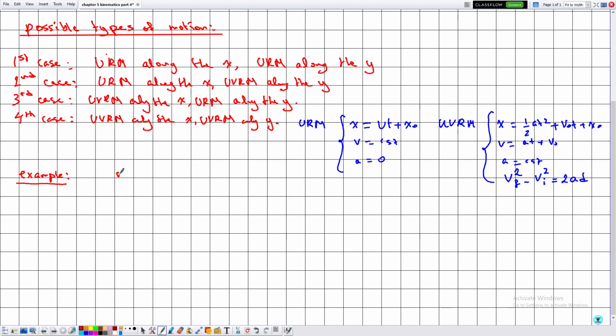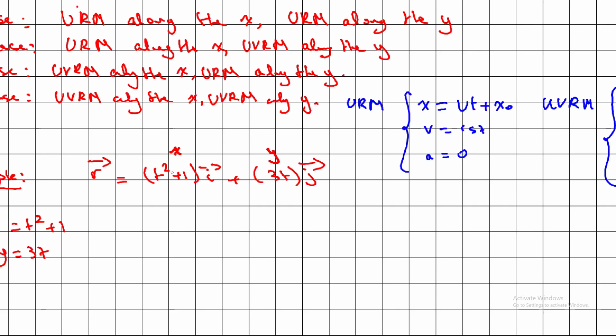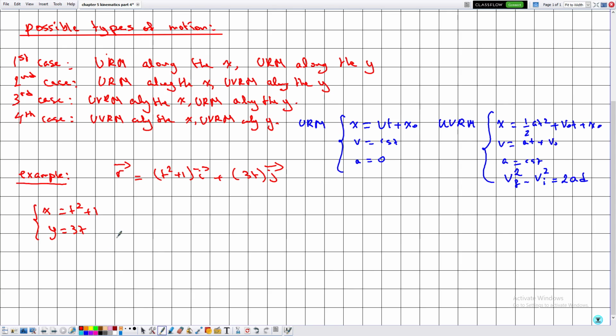Suppose that the position vector r is given by, for example, t square plus 1 multiplied by the unit vector i plus 3t multiplied by the unit vector j. In this case we can determine the parametric equations: x is equal to t square plus 1 and y is equal to 3t, because this represents the x and this represents the y, and for sure we can find the trajectory. But what's more important now is to identify the nature of motion along each axis.